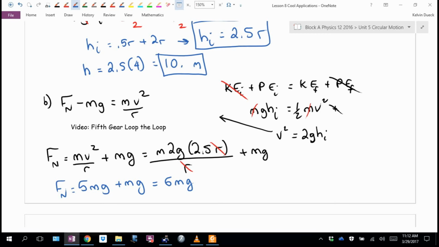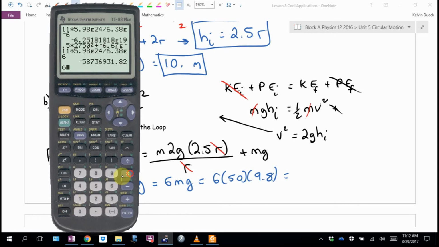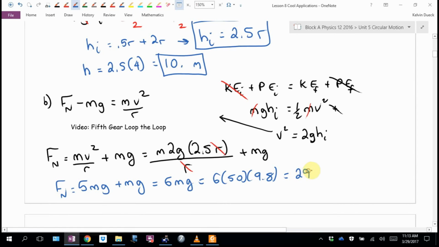Let's actually now crunch the numbers. 6 times 50 times 9.8 is 2940 newtons. For this 50 kilogram passenger, that's what they would feel. But generically, Simone, that's starting from the minimum height, that'll give you 6 Gs. If you build in a safety margin, you're going to be going faster at the bottom, you're going to be pulling way more Gs. So we don't build roller coasters with circular loops.